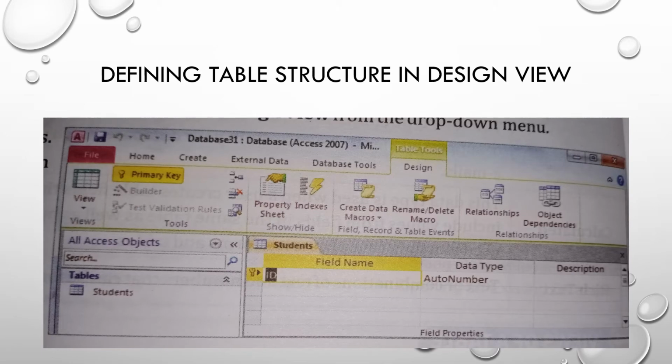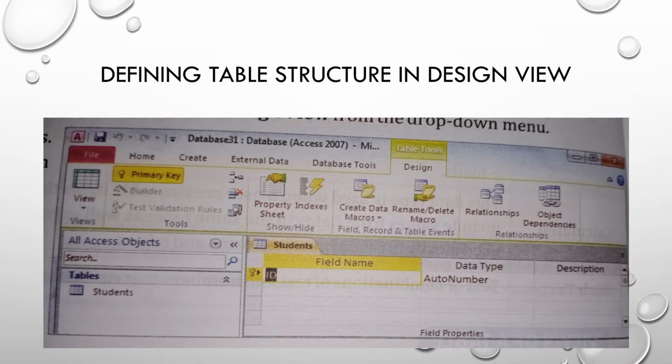Enter the name for other fields in the field name column. Press the Tab key to move to the data type column. By default, Text appears in the data type column. Click on the drop-down arrow that appears when you click in the data type field. Select the desired data type from the displayed list.